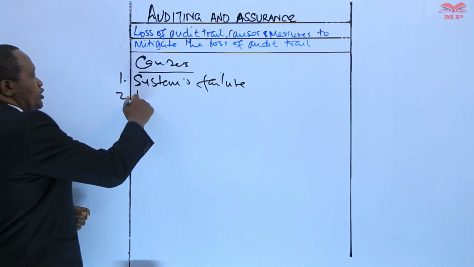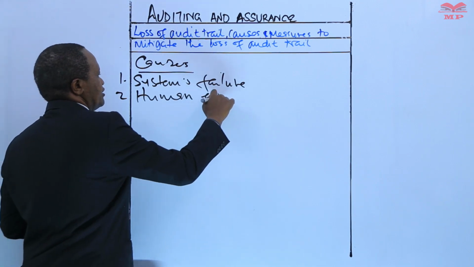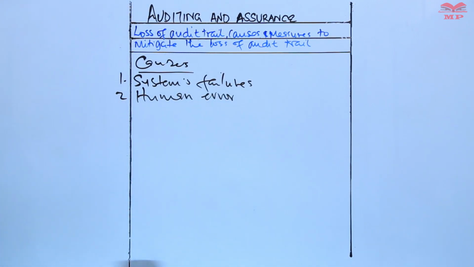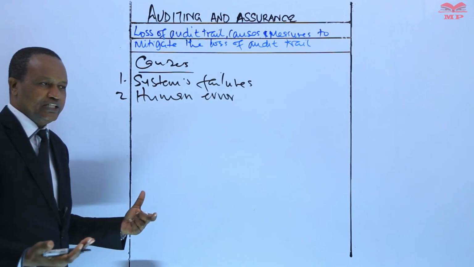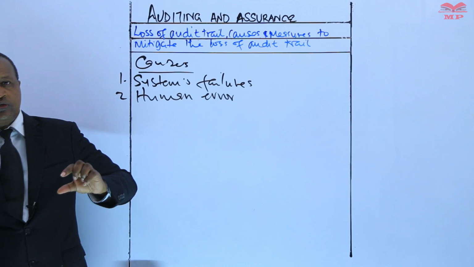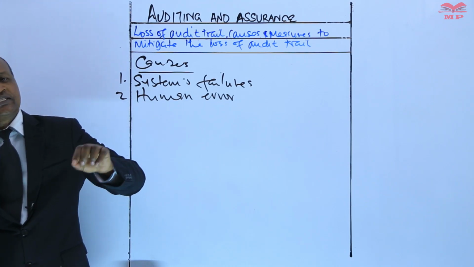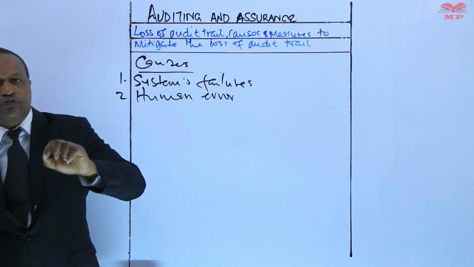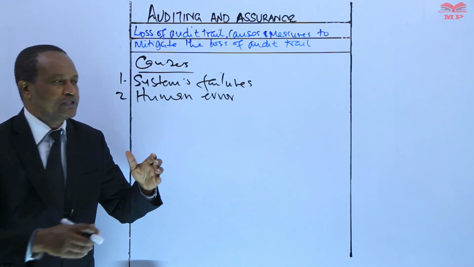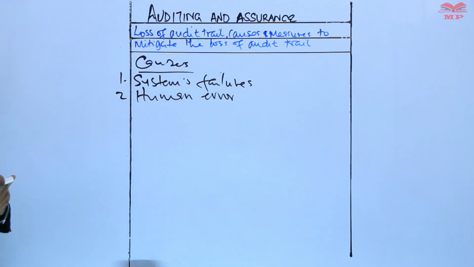Number 2, human error. That could be accidental deletion, overwriting a log, or misconfiguration of audit settings that can lead to loss of audit trail.